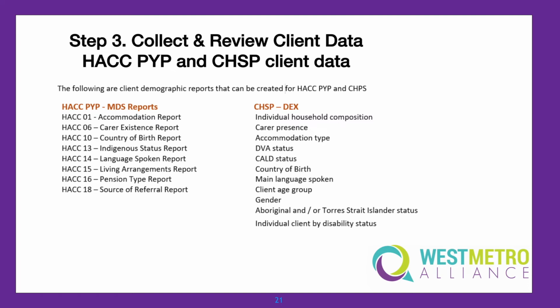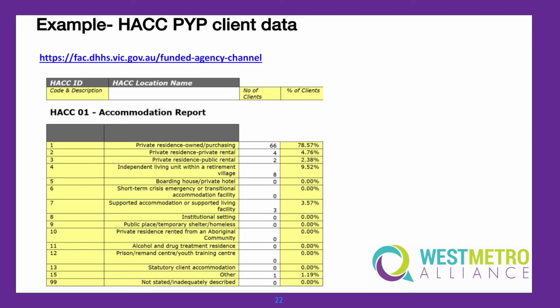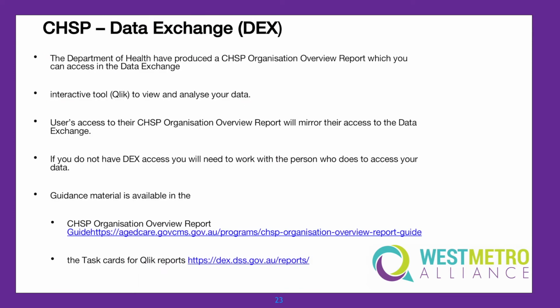In relation to HACC-PYP and the MDS reports, you can pull up reports on the following topics, and the same with CHSP and DEX, you can pull up reports on the following areas. Here's an example of HACC-PYP client data and what it might look like. This is de-identified, and this is how the report would come up, and the link to the actual channel to get this data is above in the blue. And in relation to DEX, the CHSP data, this is the information you require in order to access it, and the links to access that data as well.